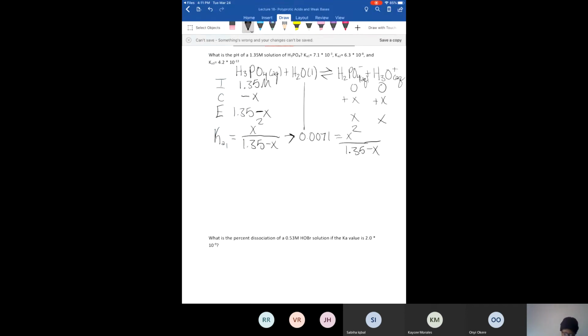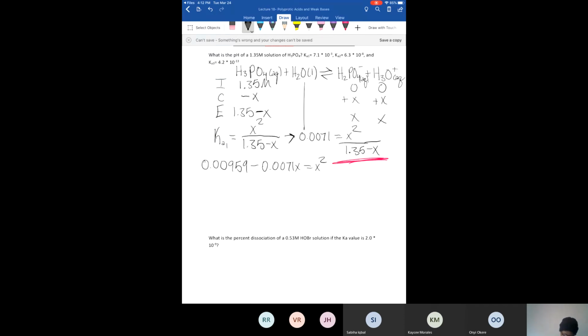If we write this out and multiply both sides by the denominator, you're going to end up with 1.35 times 0.0071. Feel free to work it out as I go through, and that way, if you have any questions, you can know immediately that you can't solve this on your own.